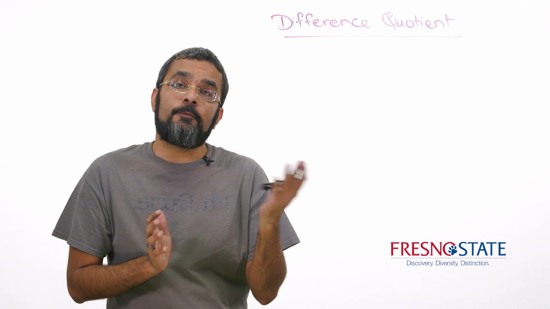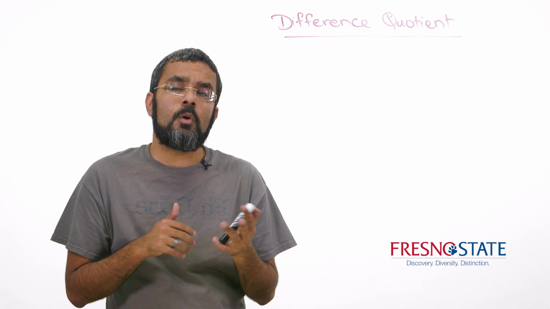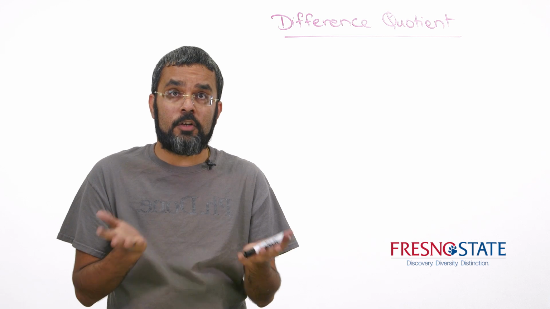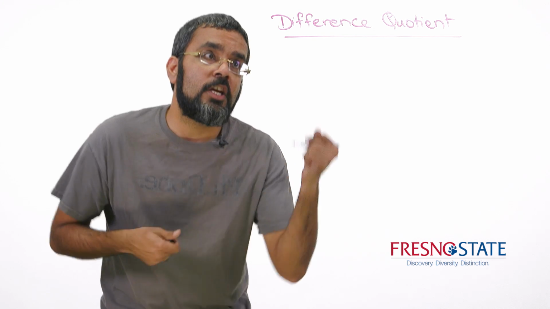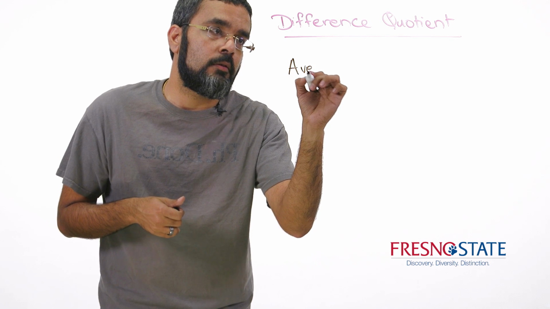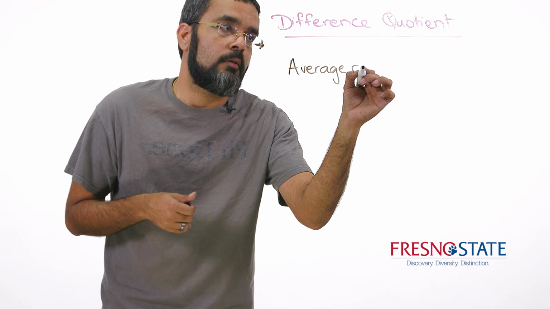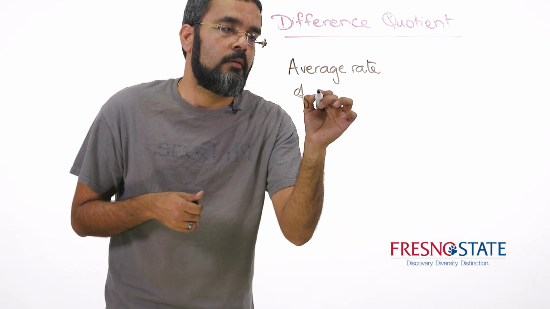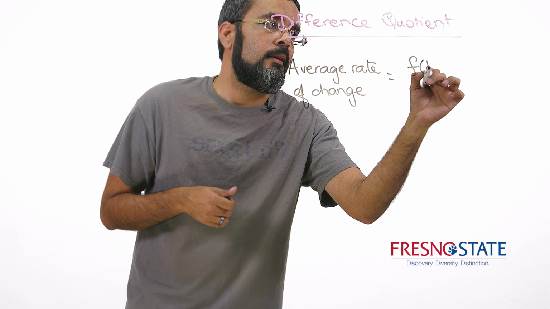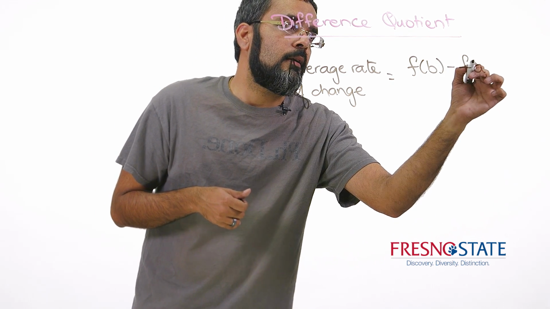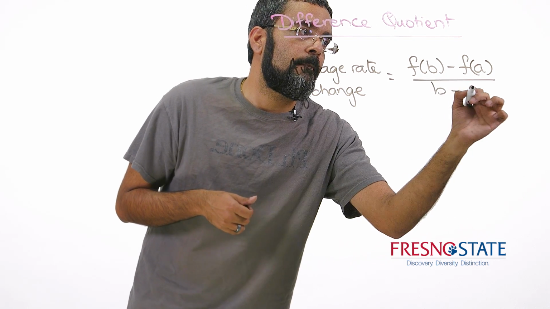Okay, so we're going to look at difference quotient today. And difference quotient is nothing really but the average rate of change, except we write it a little different. So we know that average rate of change of a function is given by f(b) minus f(a) over b minus a.